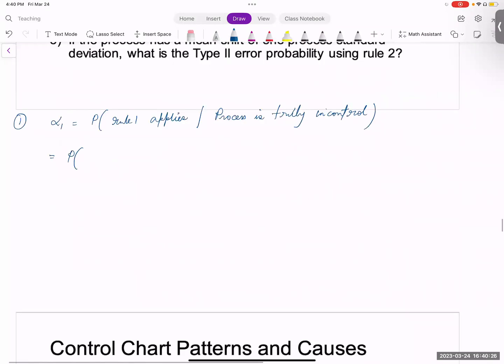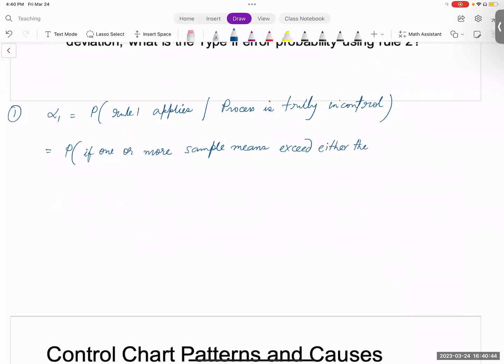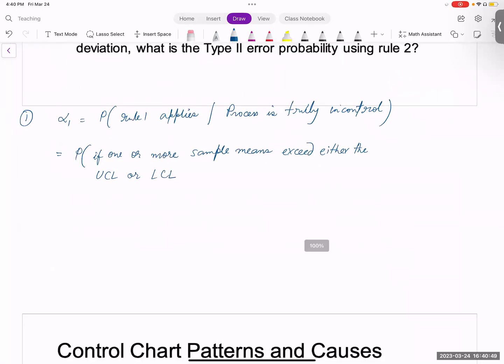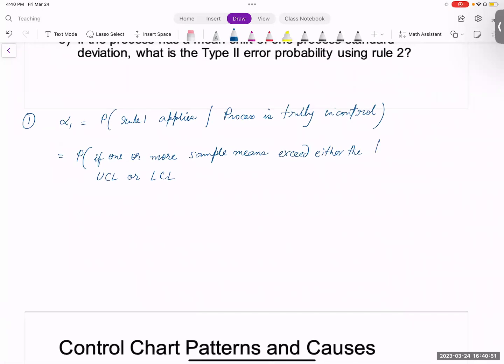Yes. So if 1 or more sample means exceed either the upper control limit or lower control limit, then the process is out of control. That's the rule. Given the process is in control. Okay, so far so good.